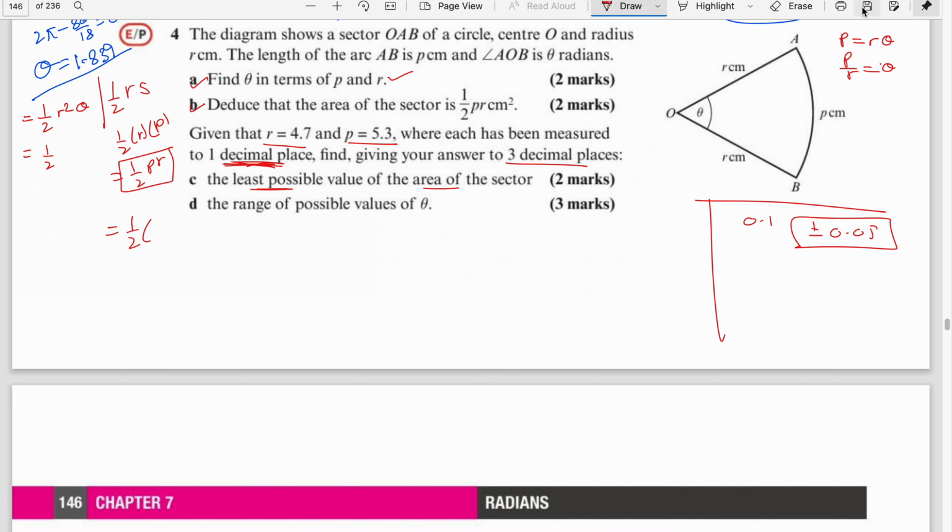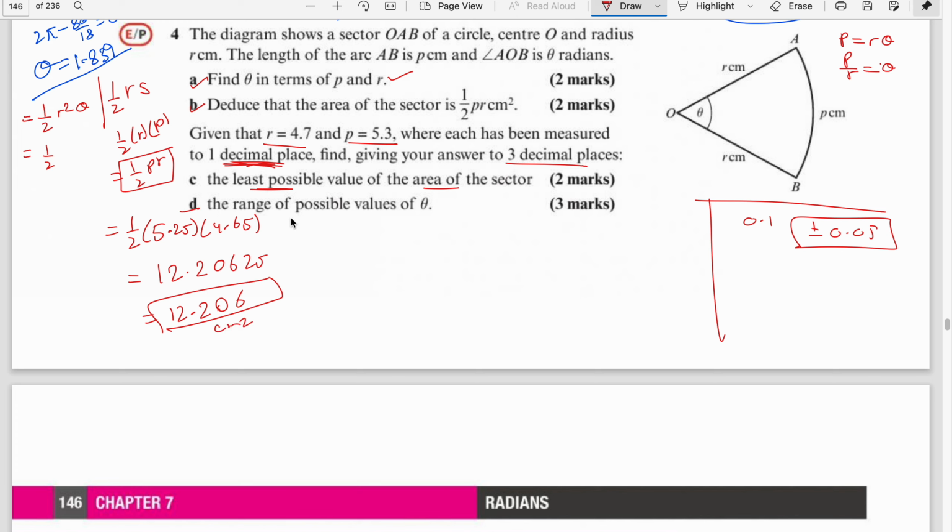Remember the topic of limits. So to find the least possible area, we are using the lesser values. So P is actually 5.25, and for R we are using 4.65. So 0.5 × 5.25 × 4.65, or else we would have just copied the values and plugged and played. That is 12.206 to 3 decimal places. This is C part.